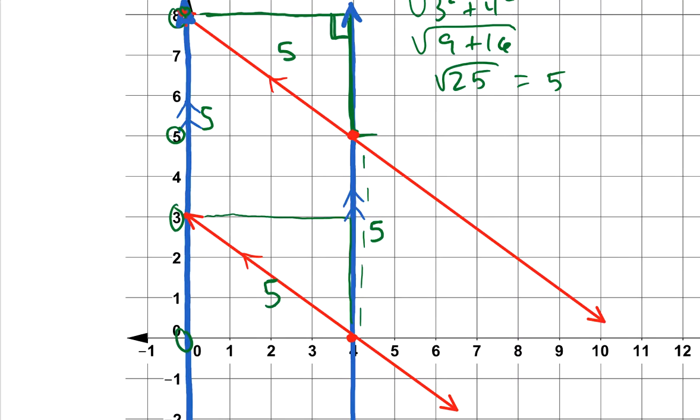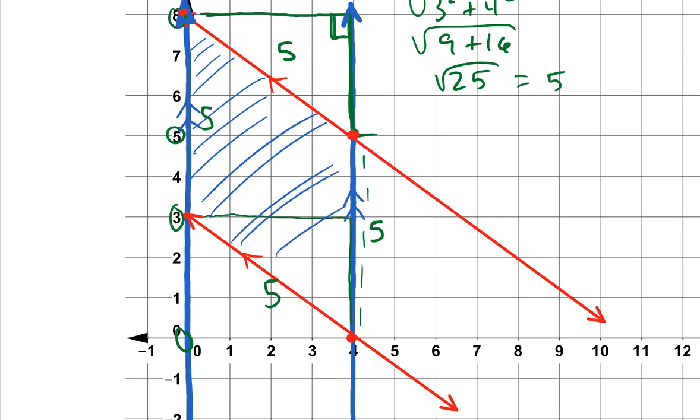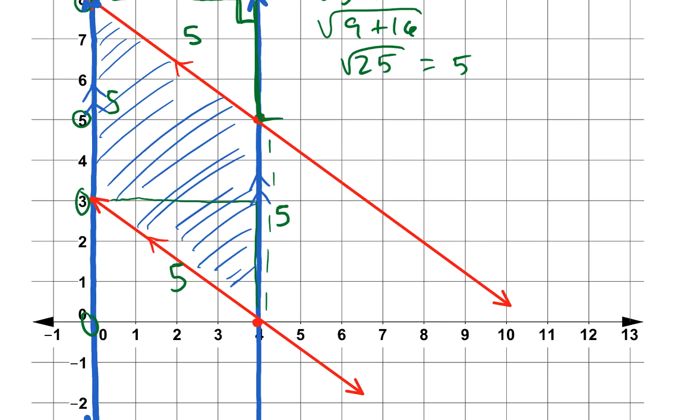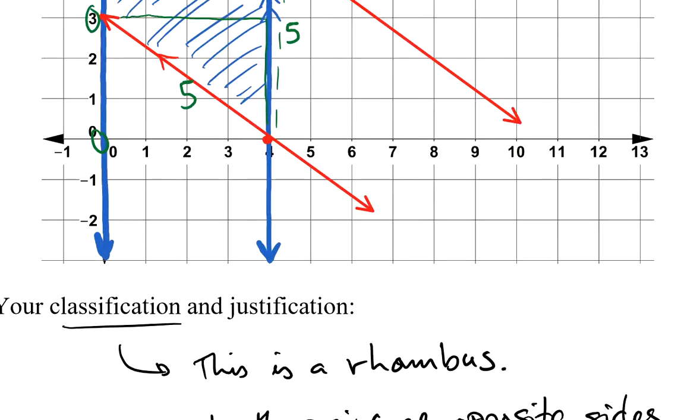So what I end up with here is a parallelogram, no right angles, but all 4 sides are equal to 5. So the absolute best name for this is a rhombus. So I'm looking at an authentic, genuine rhombus. And again, one of the things that the problem prompt said is to give the best description of this polygon. So the absolute best description is a rhombus. So that's my classification. I would say this is a rhombus.